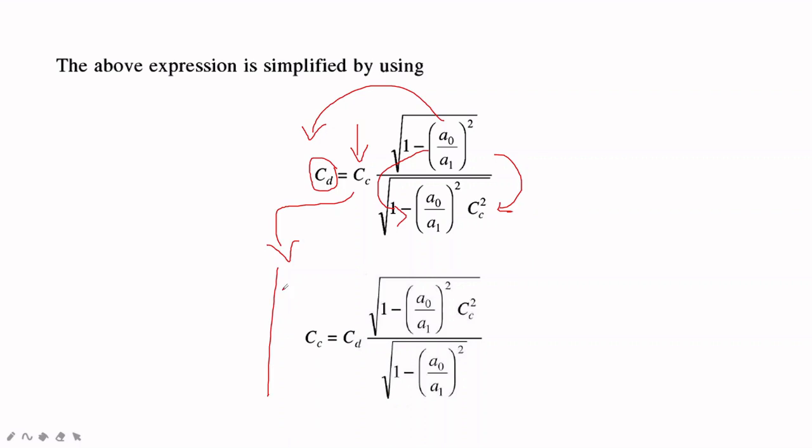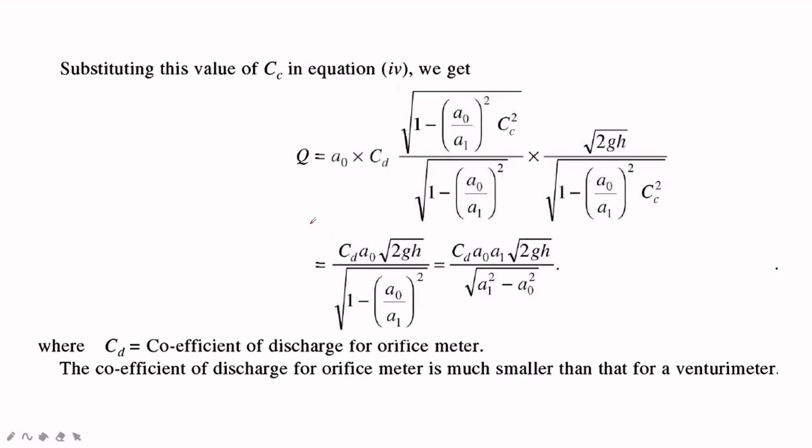Now I'll substitute this value of Cc in the value of the discharge Q. So Q is equal to A naught into CD, A naught into CD. In the place of Cc I am writing CD root of 1 minus (A naught by A1) whole square into Cc square divided by root of 1 minus (A naught by A1) whole square, into root 2gh into root of 1 minus (A naught by A1) whole square into Cc square. This is V2. So simplifying, we'll get Q is equal to CD into A naught A1 divided by root 2gh divided by A1 square minus A naught square.